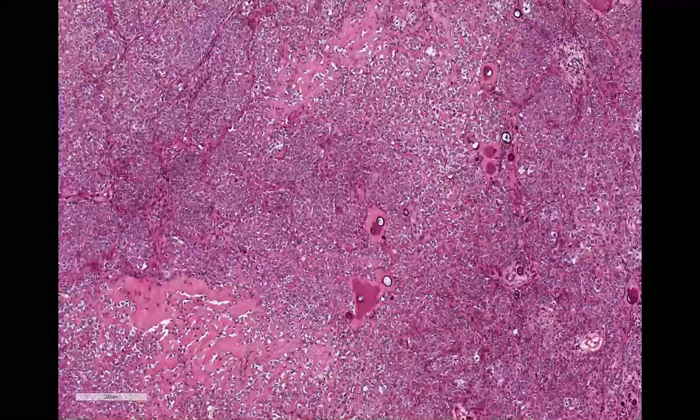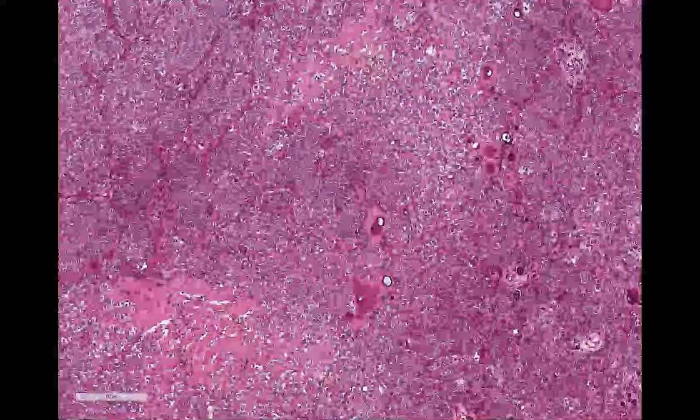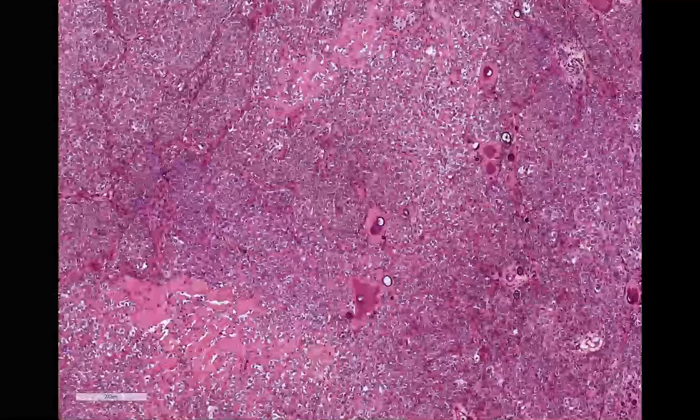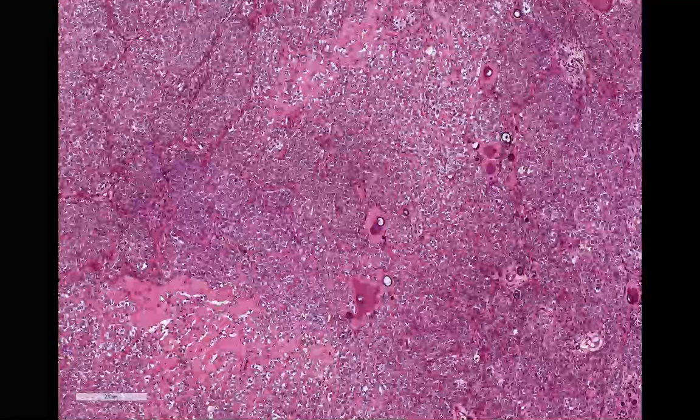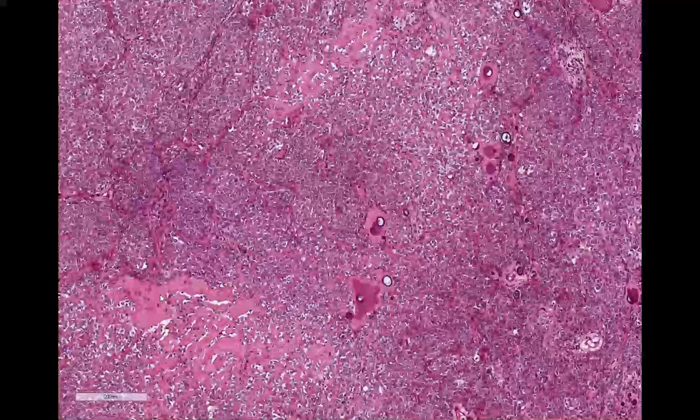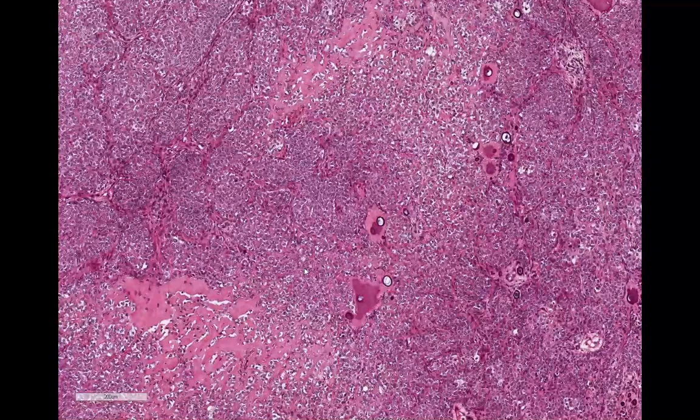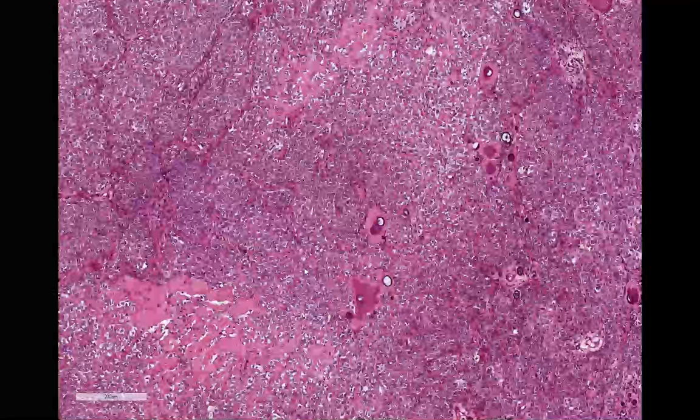Some of them are very cellular. Here's just a sheet of cells, again with a bit of calcification in the center, and that enamel and amyloid type material, which we can stain for and prove that it actually is that. And these tumours are quite variable in terms of their histological appearance and can sometimes be quite a challenge for us to diagnose.